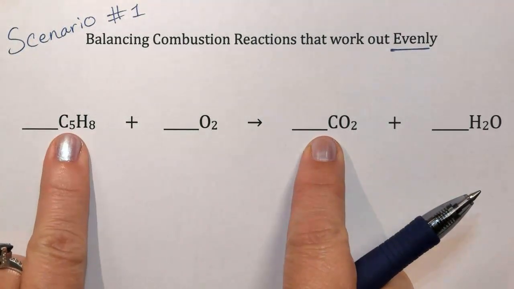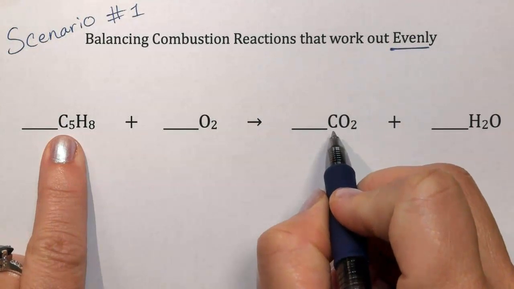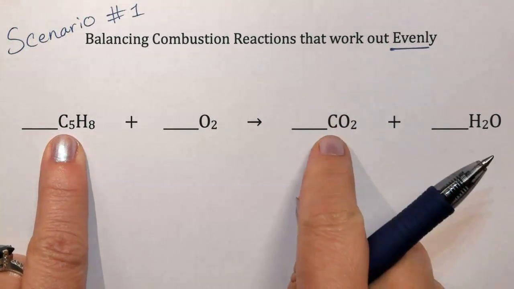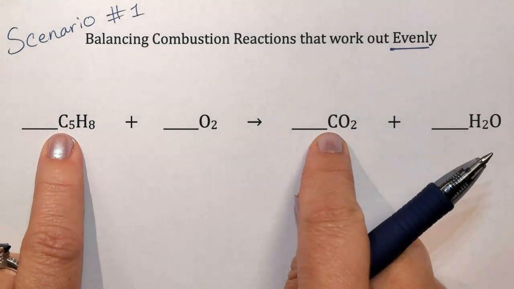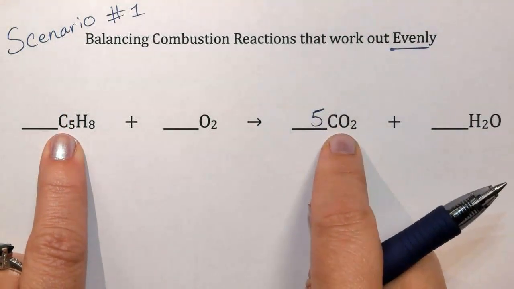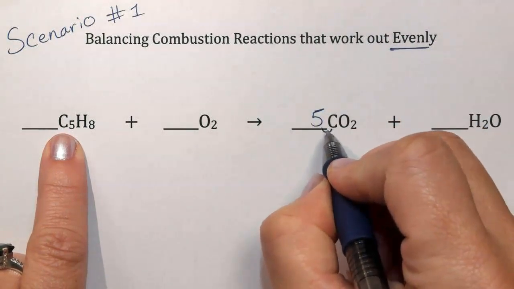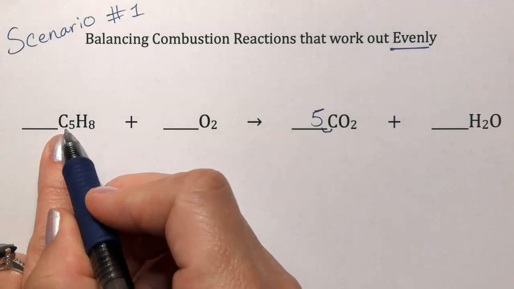There are 5 carbons on the left side. There's only 1 carbon on the right. So to fix it, I need this to be 5 to match this 5 over here. So I'm going to place a 5 right in front of the CO2. That's going to give me 5 times 1 is 5 carbons to equal those 5 carbons there.